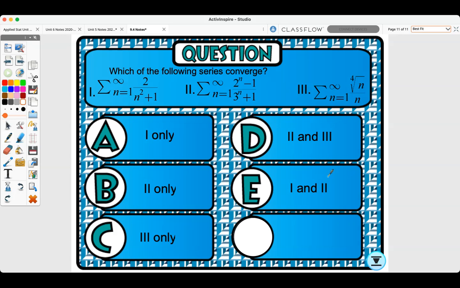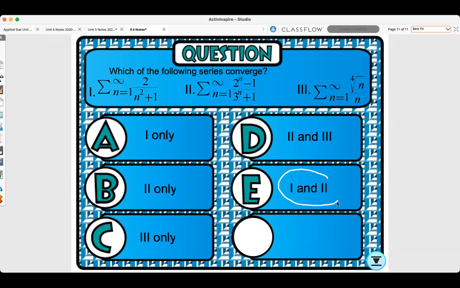And your correct answer should have been E. If you have questions about why the correct answer is E, where only 1 and 2 converge, go ahead and ask that in class.